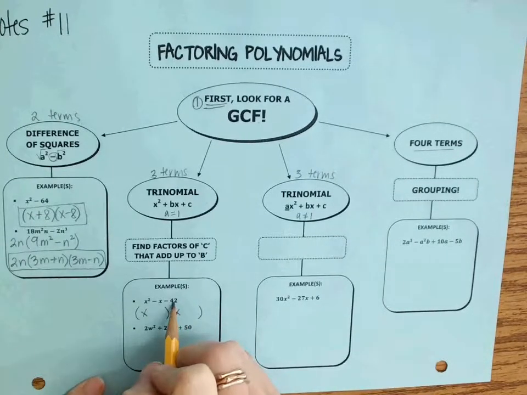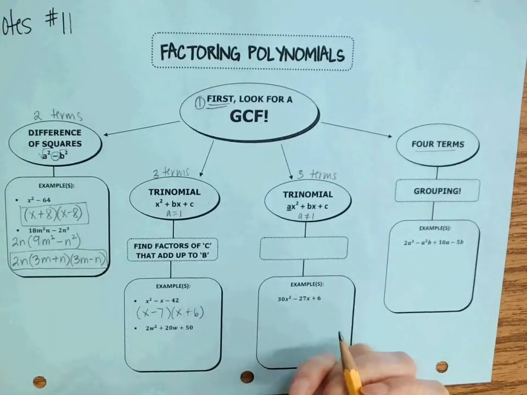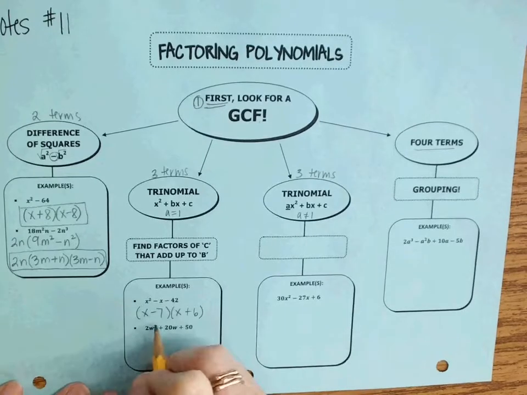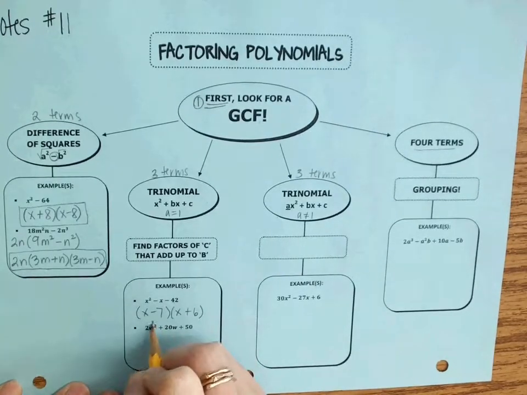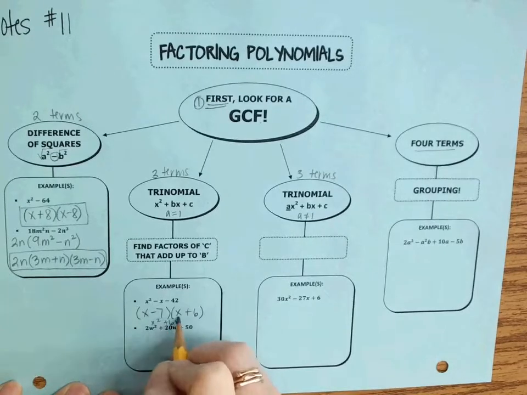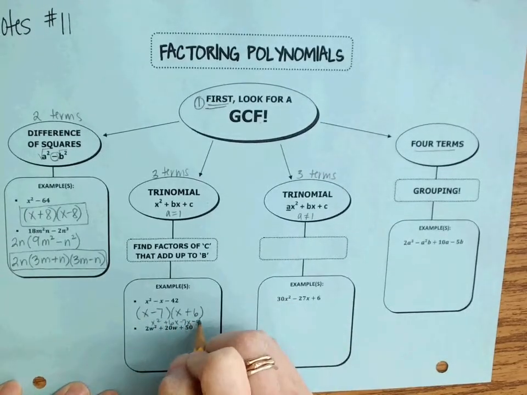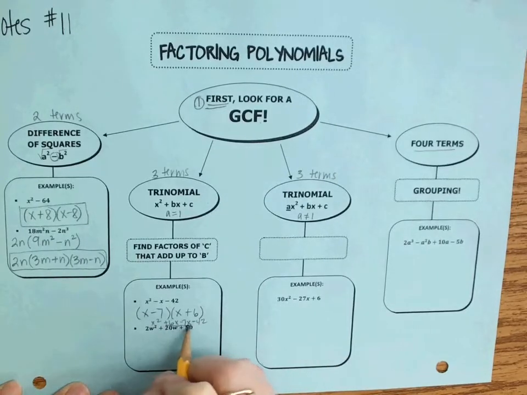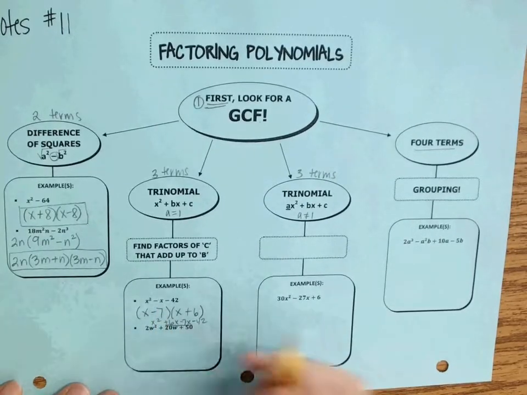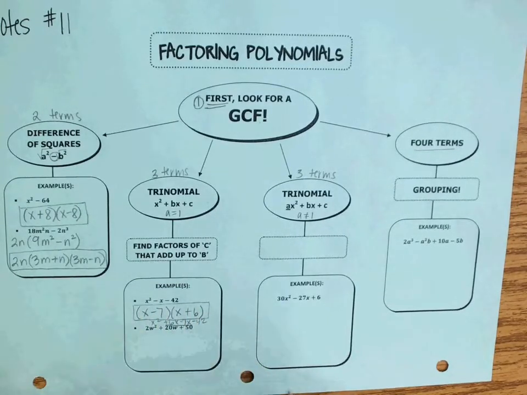And I can think of negative 7 and positive 6. I'm going to check my work real quick to make sure I did it right. So x times x is x squared, x times 6 is positive 6x, negative 7 times x is negative 7x, and negative 7 times 6 is negative 42. When I combine my middle 2 terms, I do get negative 1. So now this one is completely factored and factored correctly.